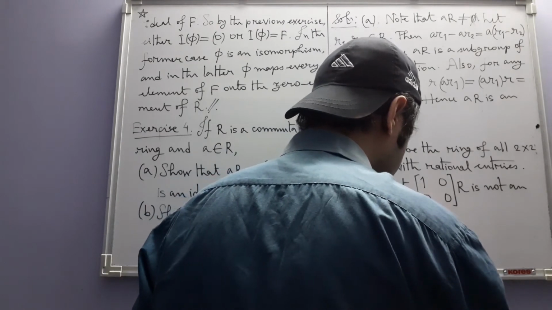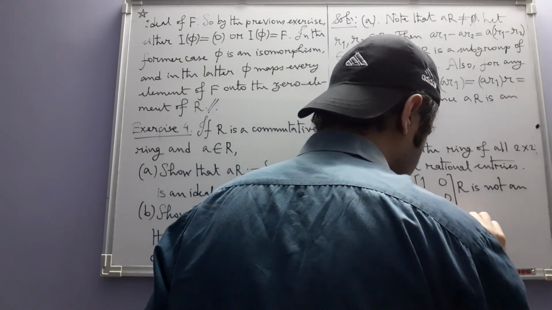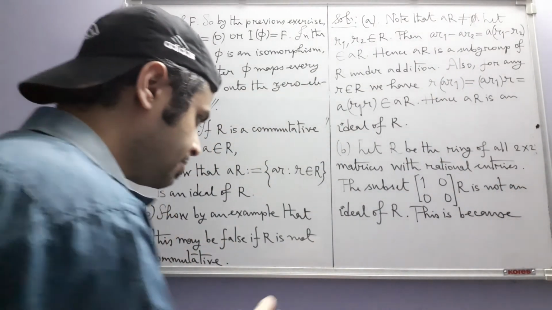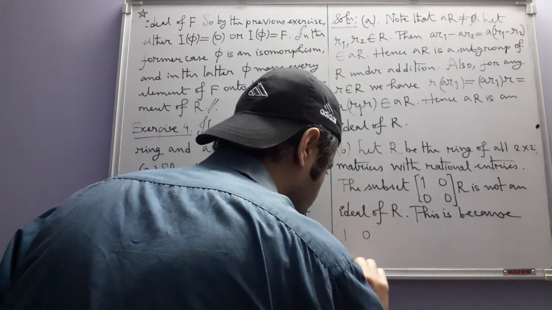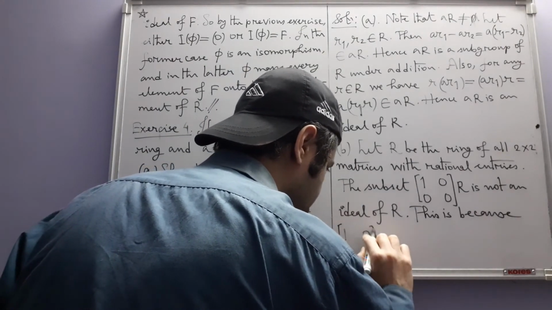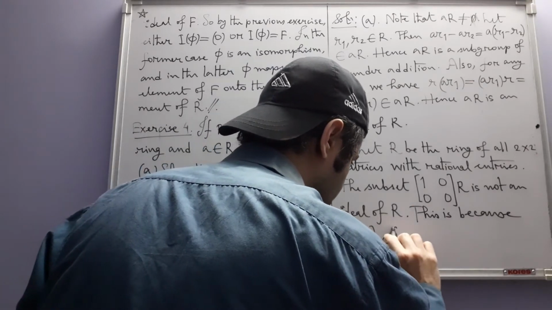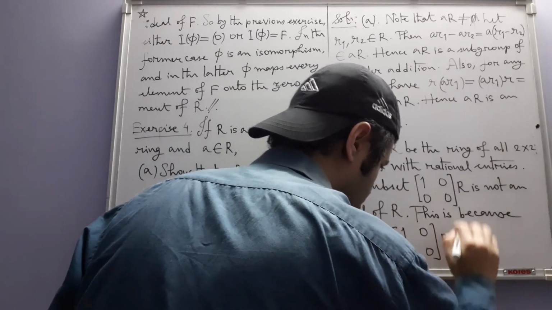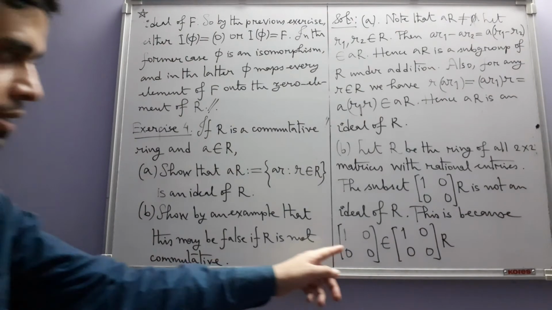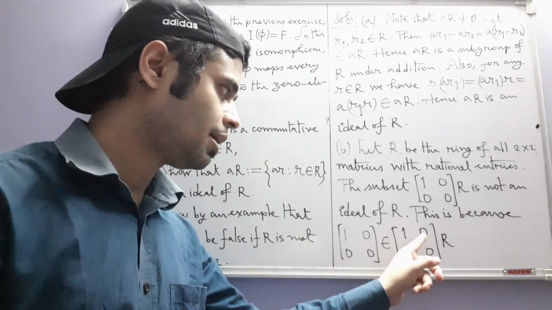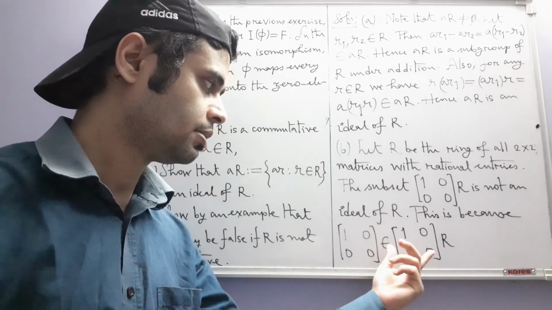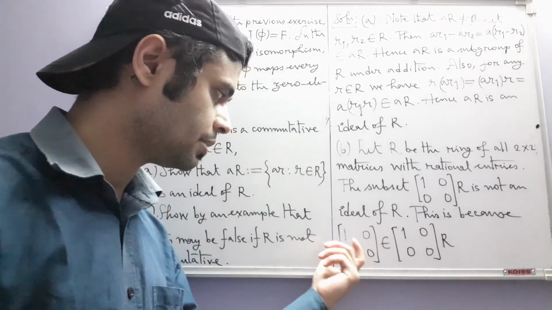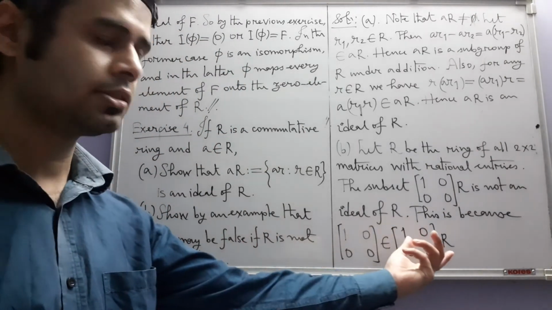This is because, what is the reason? The matrix 1 0 0 0 itself belongs to this subset. And why does it belong to this subset? Because you see, you have to consider multiples of this matrix. On the right side, you can consider the 2 by 2 identity matrix. Then the product will become this itself. So that's how we get this matrix inside this subset.